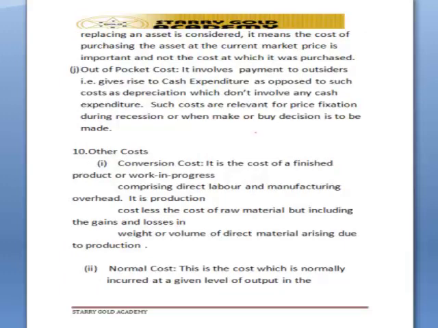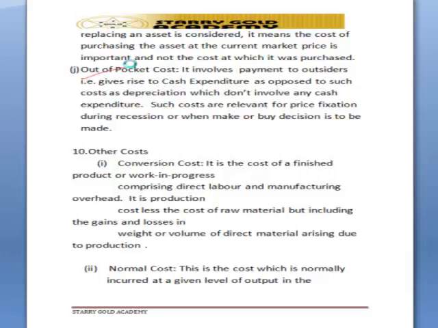We also have what we call out of pocket costs. Out of pocket costs involve payments to outsiders. That is, they give rise to cash expenditure, as opposed to such costs as depreciation. Depreciation is not a cash outflow. So out of pocket costs are those costs that will necessitate cash flowing out of the organization to a third party. That's why we call them out of pocket costs.